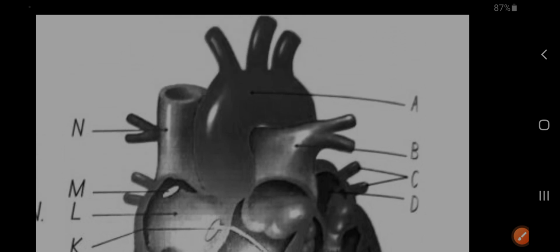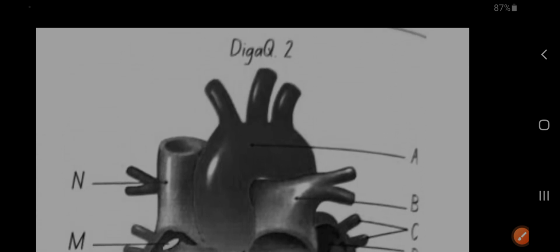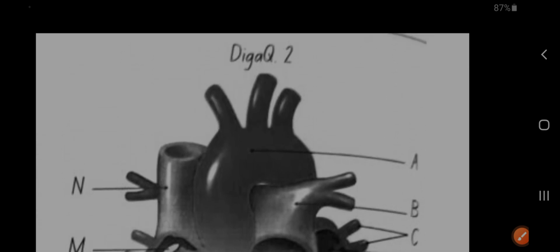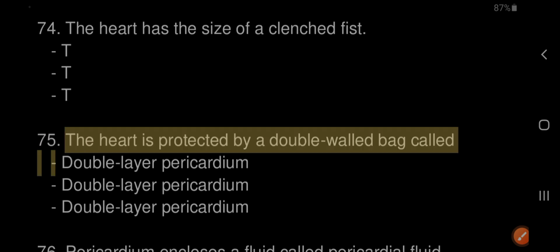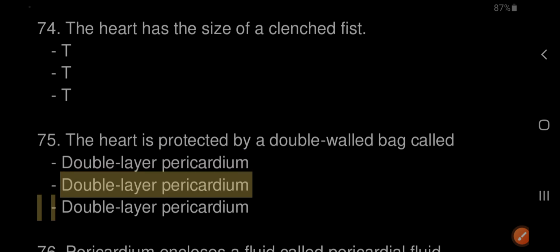73. The heart is derived from dash, mesoderm. 74. The heart has the size of a clenched fist. True. 75. The heart is protected by a double-walled bag called double-layer pericardium. 76. Pericardium encloses a fluid called pericardial fluid.